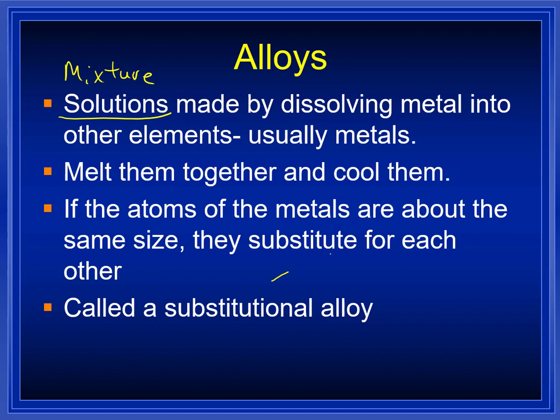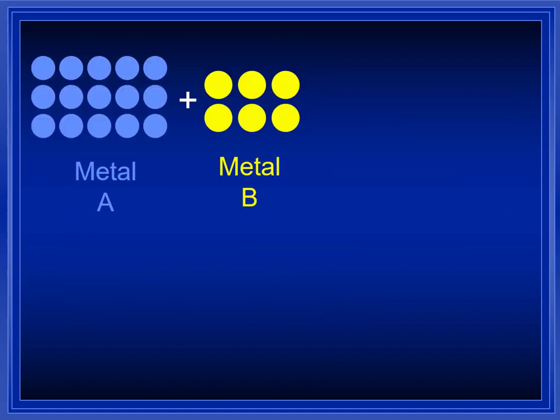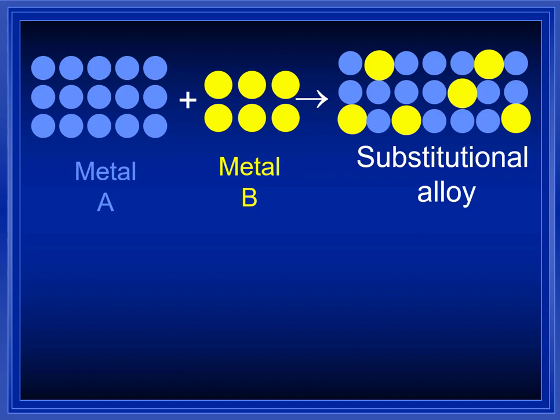Because you make that alloy by substituting in the pattern. So for example, if I got metal A and metal B, you can see they're not quite the same size, but they're close in size. So that if I make the alloy, metal B can fit into the pattern of metal A. Doesn't fit perfect, but that's a substitutional alloy.